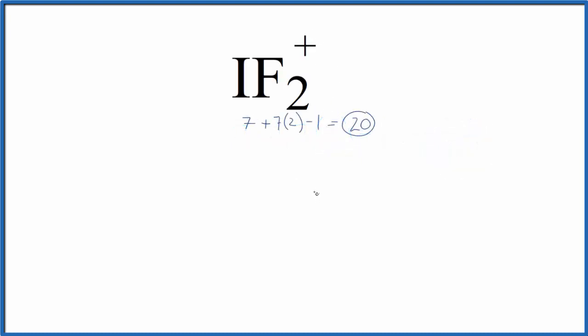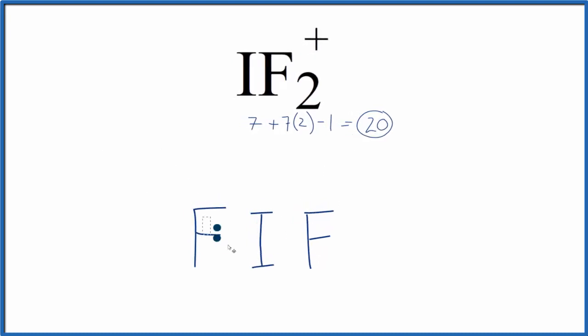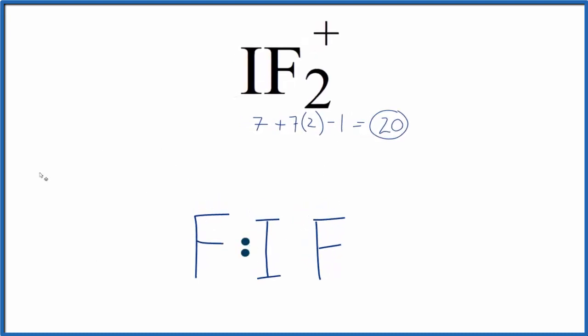We'll put the least electronegative atom in the center. That's the iodine. So let's just stick that right there in the center, and then put a fluorine on either side. So now we can distribute the electrons around our Lewis structure. We'll start by putting a pair of electrons between the atoms. And this is going to form the chemical bond. So we have a chemical bond between the iodine and the fluorine.